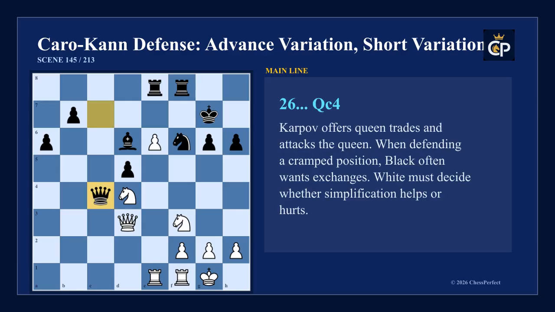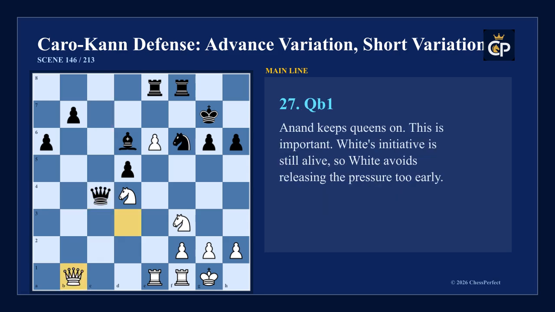Queen c4. Karpov offers queen trades and attacks the queen. When defending a cramped position, Black often wants exchanges. White must decide whether simplification helps or hurts. Queen b1. Anand keeps queens on. This is important. White's initiative is still alive, so White avoids releasing the pressure too early.